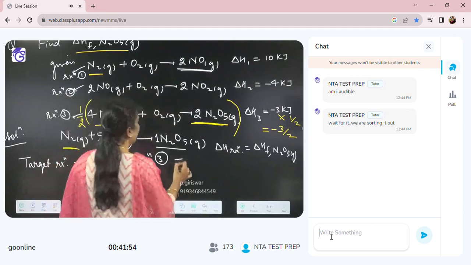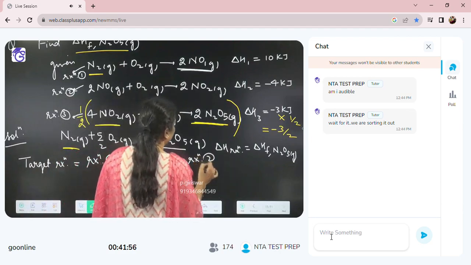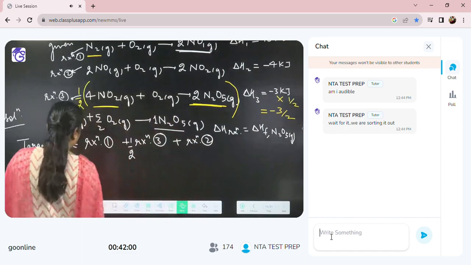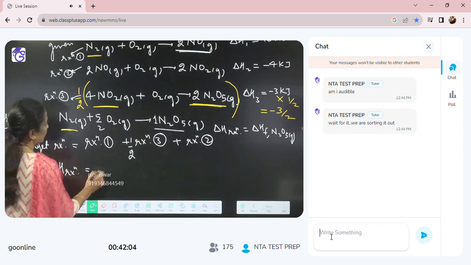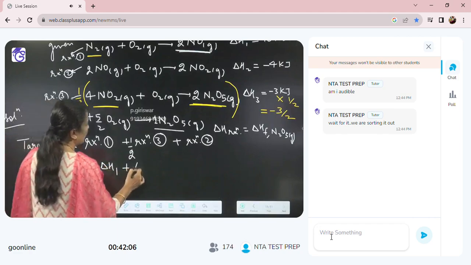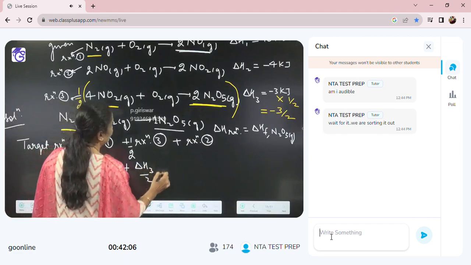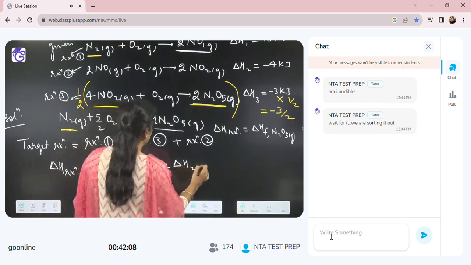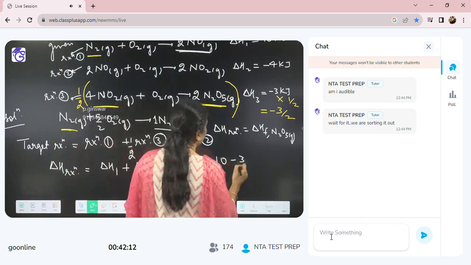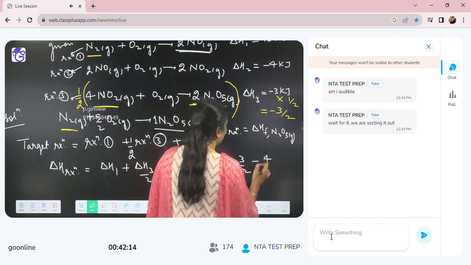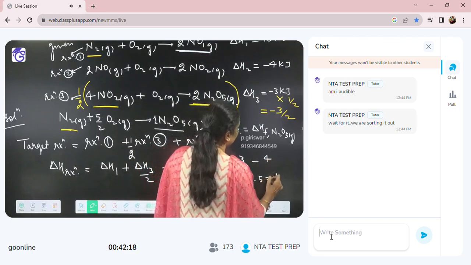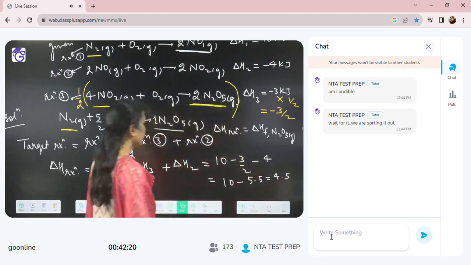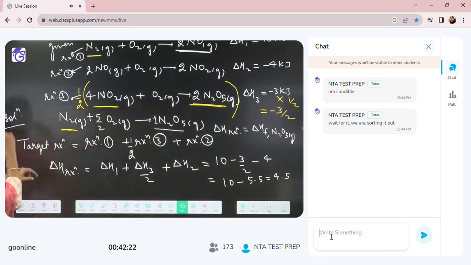So here I'm going to write down reaction number 2. So that means ultimately I'll be able to write down delta H for the reaction, that is equal to delta H1 plus delta H3 by 2 plus delta H2. So delta H1 is 10, this is minus 3 by 2 and this is minus 4. So we'll be having basically 10 minus 5.5, which is basically 4.5. I hope it is clear.